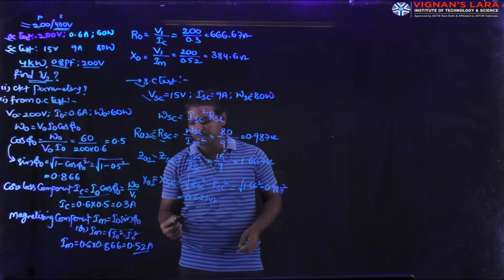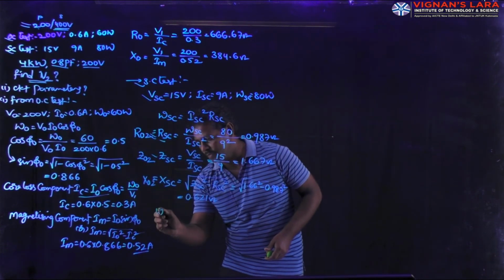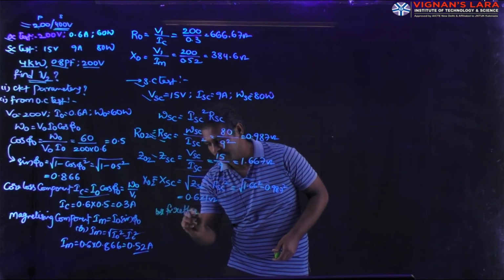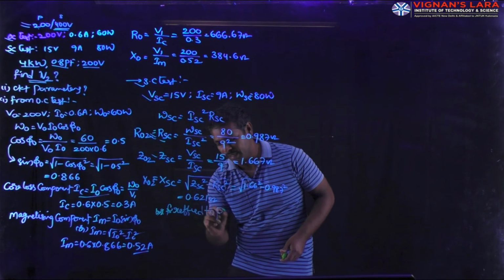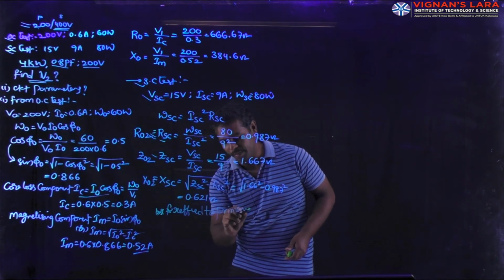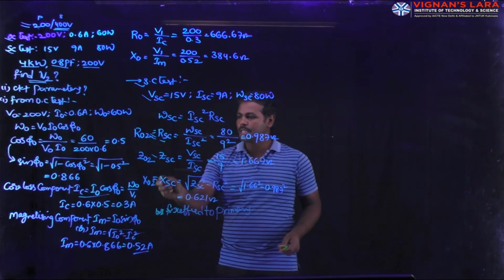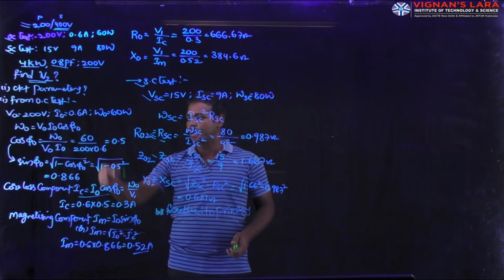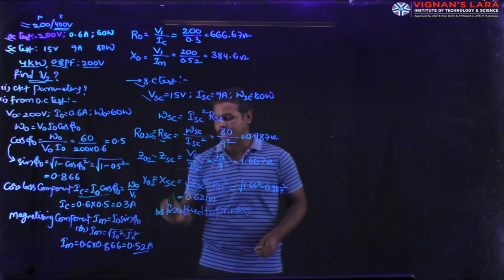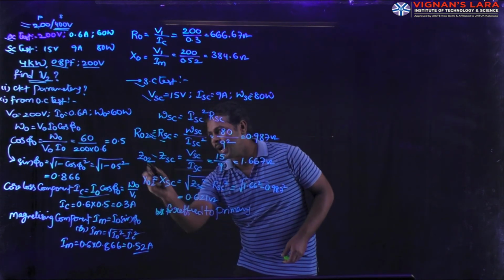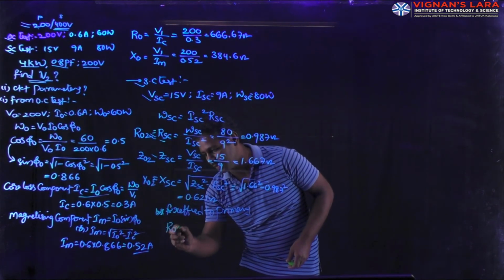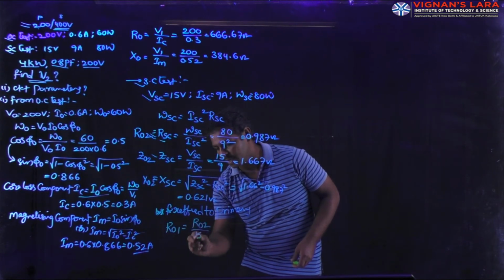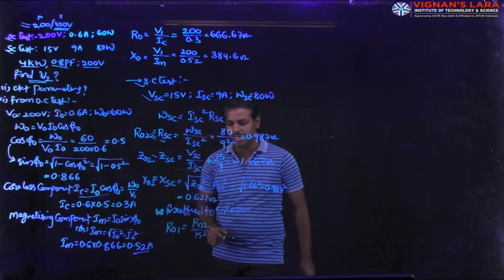So if it is possible, we can refer these parameters to the primary side, because the circuit parameters exist on the primary side. Then R01 is equal to R02 divided by K square.